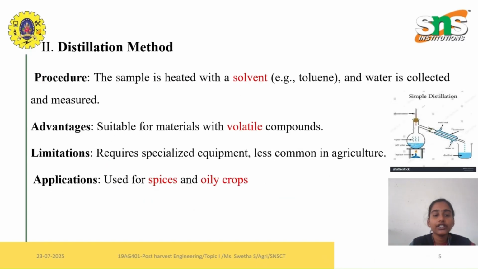And the second one, the distillation method. In the procedure, the sample is heated with a solvent, for example toluene, and water is collected in another tube and measured. We can see the picture here. It has advantages: it is suitable for materials with volatile compounds. It also has limitations. It requires specialized equipment. We must have a lab facility to do the distillation method, and it is very less common in agriculture. It has applications in spices and oily crops.